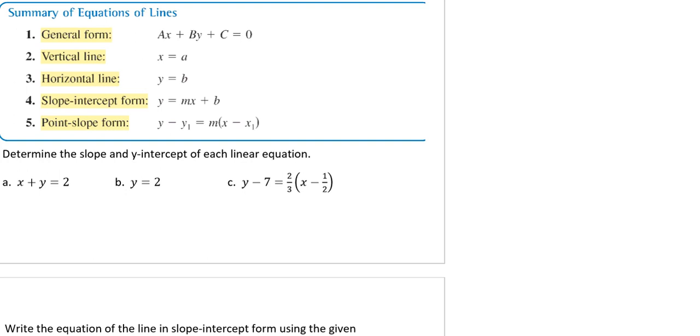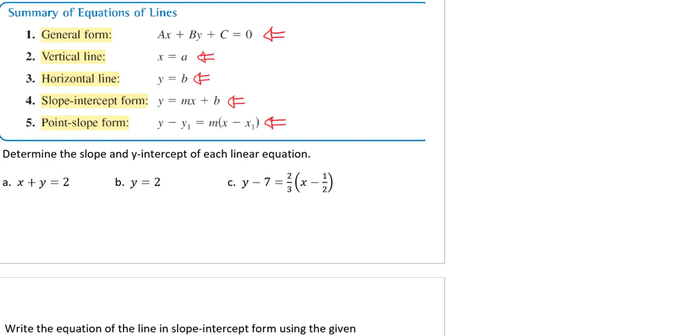We have general form, which is where we have ax plus by plus c equals 0. We have a vertical line. Notice here that it's not a y equals, but an x equals a value, and that gives us a vertical line. If we have a horizontal line, we'll have a y equals and then a number. Slope-intercept form is y equals mx plus b, where m is our slope and b is our y-intercept. And then we have our point-slope form, where we have y minus y1 equals m times x minus x1.